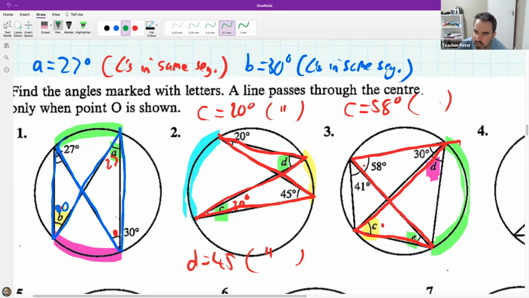I'm not going to keep writing it, but you should, though you'd never get asked this many questions in an exam for the same thing. So C is 58. Now, what is D going to be?